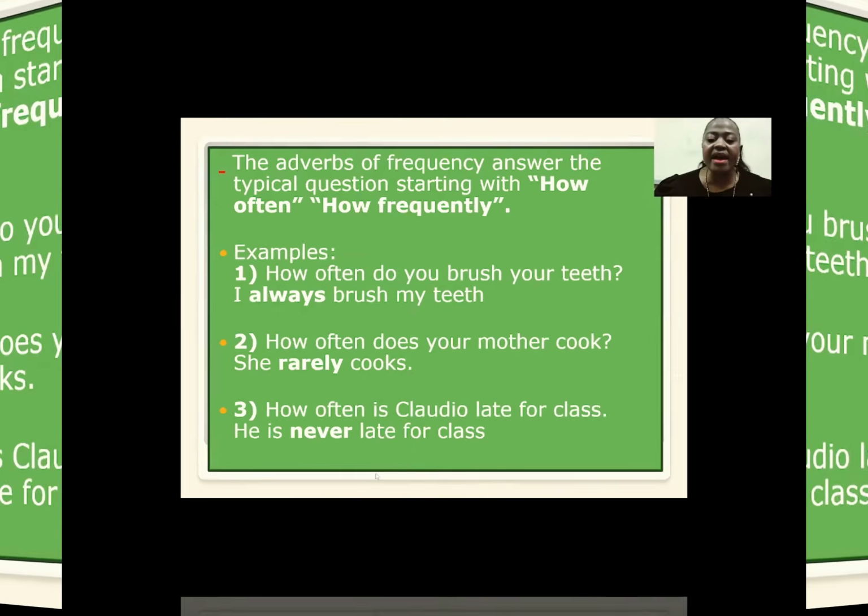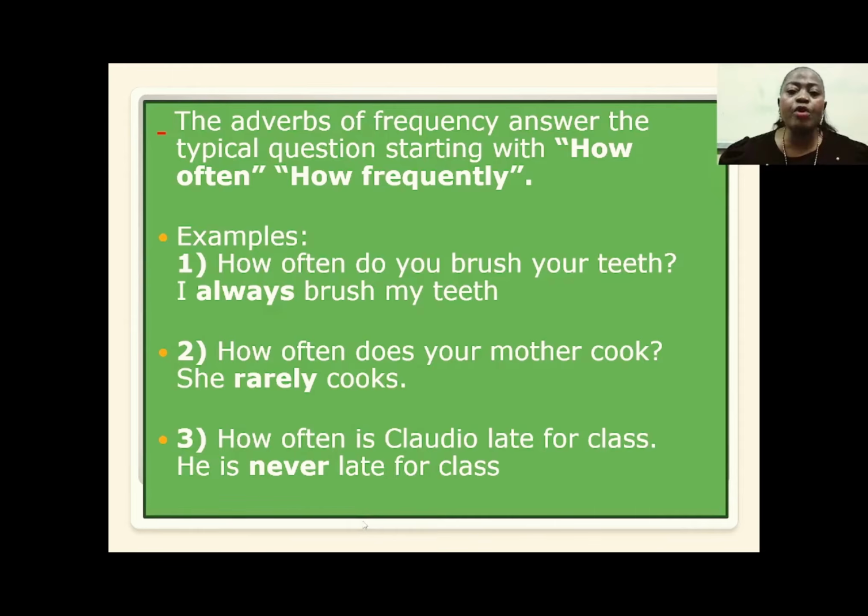The next thing we'll see is that adverbs of frequency answer the typical questions starting with how often or how frequently. They'll always ask you a question: how often do you go to the market? How often do you go to school? So whenever you hear these questions, know that you are expected to answer using adverbs of frequency. For example, how often do you brush your teeth? I always brush my teeth. It means you brush your teeth 100% of the time, every day.